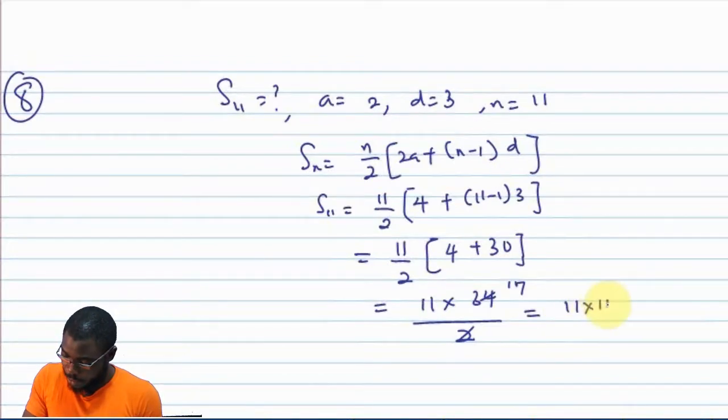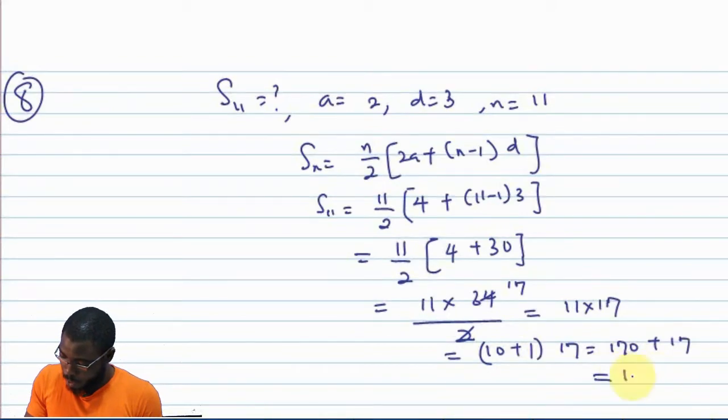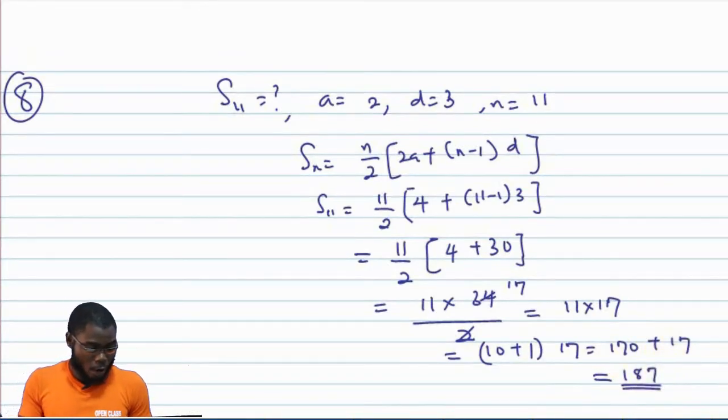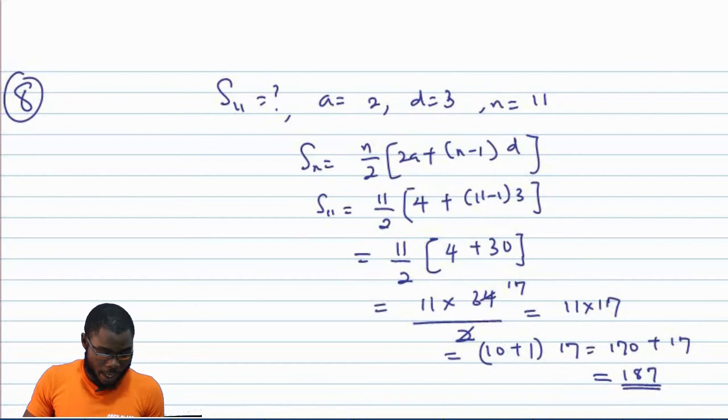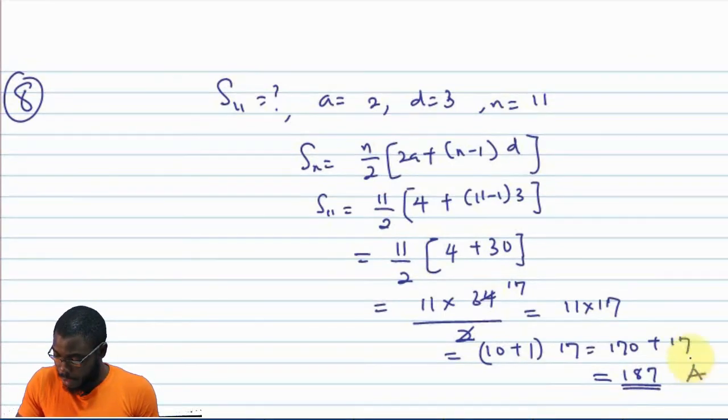11 times 17. So you know the trick. This is 10 plus 1 multiplied by 17. So you have 17 times 10, you have 170, plus 17. That will give you 187. If you sum this up, it gives you 187. So if you look at your options, you have A to be your answer.